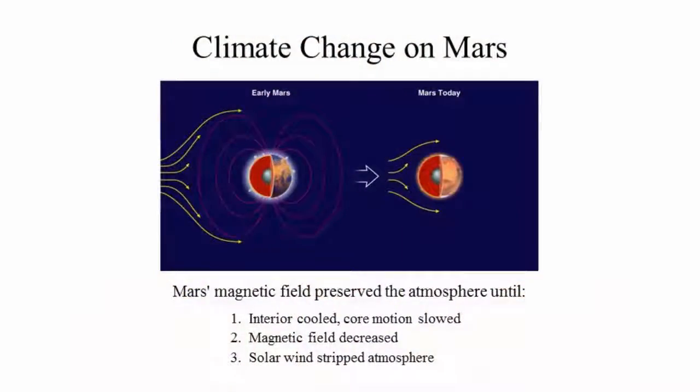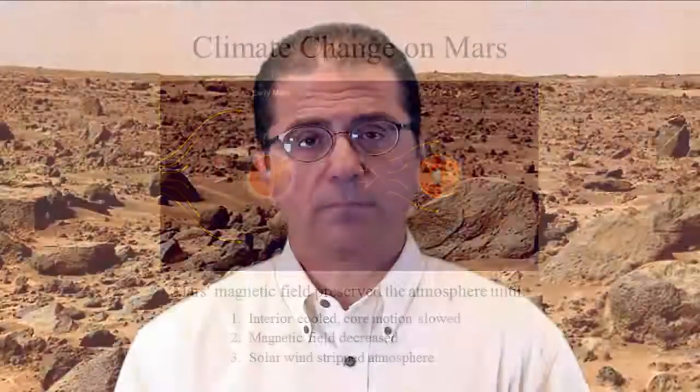As a result, very much like Venus, if Mars lost its magnetic field, its atmosphere would then be vulnerable to, again, the sun's powerful radiation. So as Mars cooled and the core motion slows, the magnetic field decreases, and now the sun's solar wind can strip the Martian atmosphere. Once the atmosphere is stripped, we can no longer have liquid water on the surface.